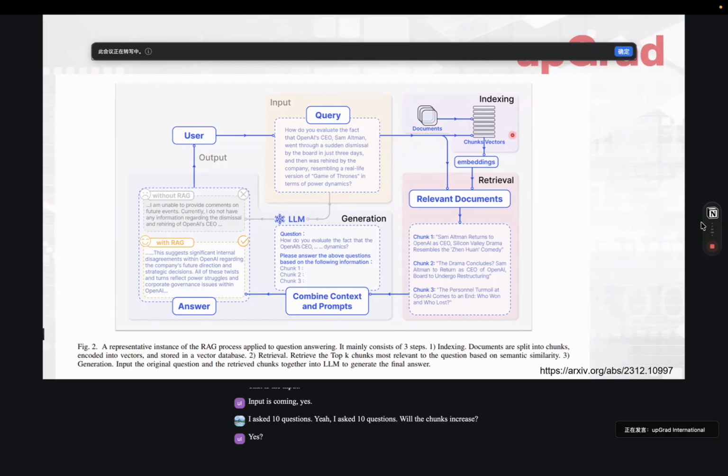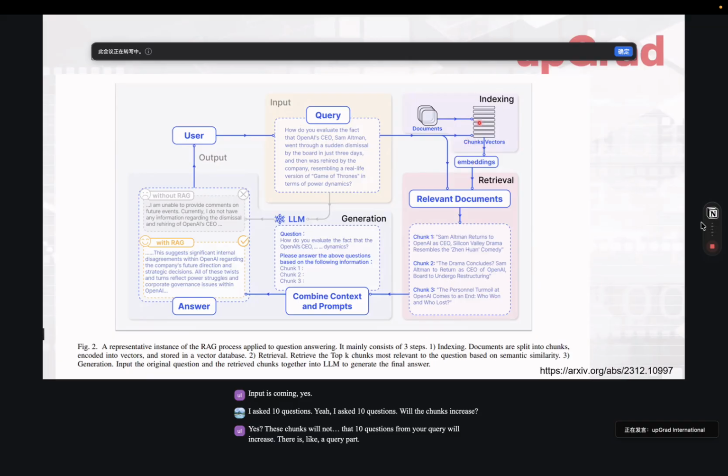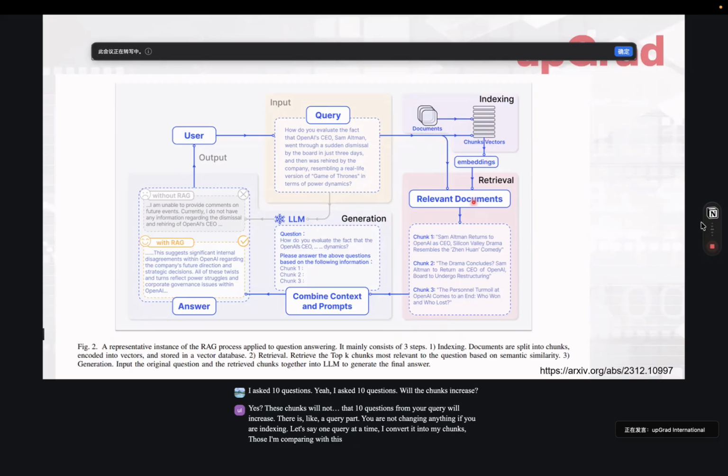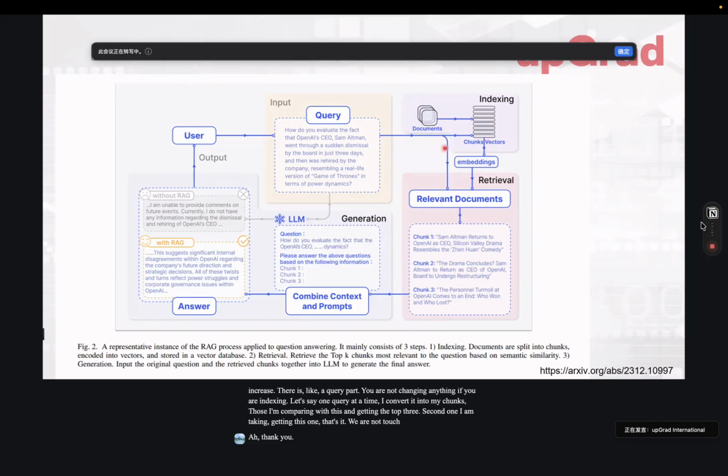These chunks will not increase with your 10 questions. That is the query part. You are not changing anything with your indexing. One query at a time, I convert it into vectors, compare it with the index, and get the top three. Then for the second one I do the same. We are not touching anything in the index. Got it, thank you.